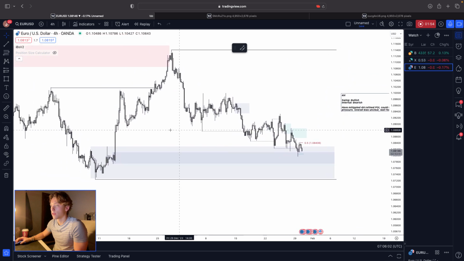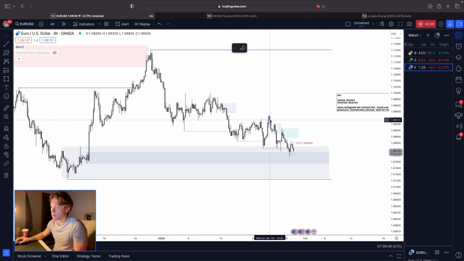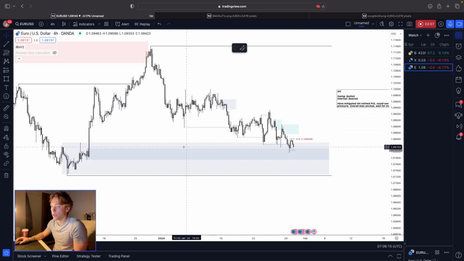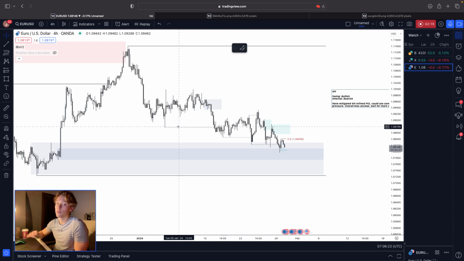4-hour time frame. So swing structure is bullish. We've had this sort of corrective pullback. We thought the swing pullback was over yesterday when we had this internal break of structure. However, not really any strength, and we came back down. However, now we have mitigated a refined 4-hour point of interest demand level. So we could start to see some bullish pressure coming from here.